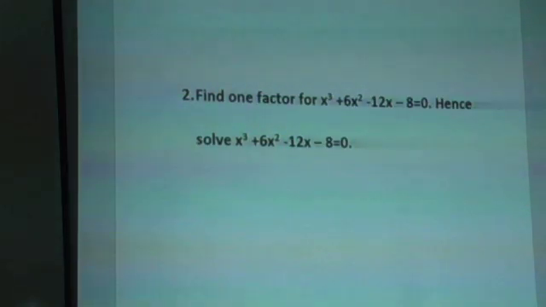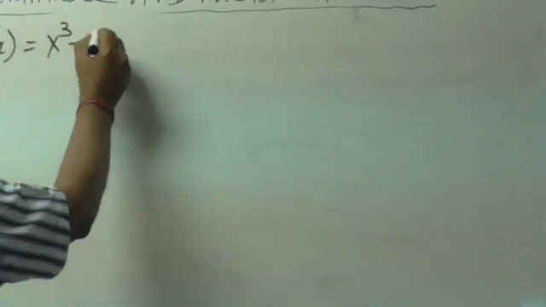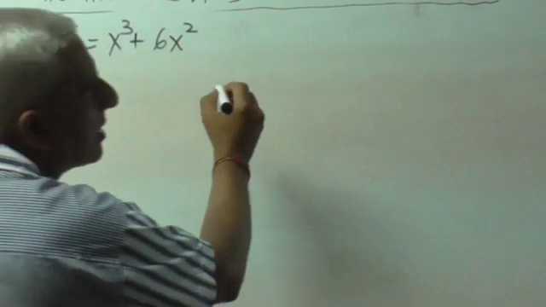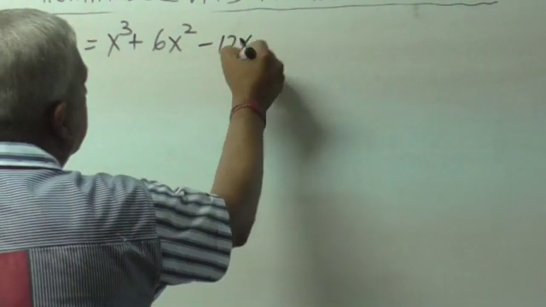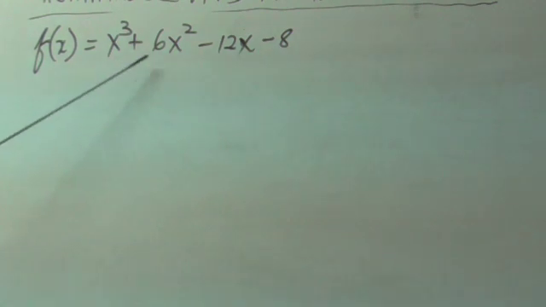Alright, let's look at number 2. Find one factor for x cubed plus 6x squared minus 12x minus 8 equal to 0 and hence solve the equation. So what you've got is f of x is equal to x cubed plus 6x squared minus 12x minus 8. And now you want to factorize this.